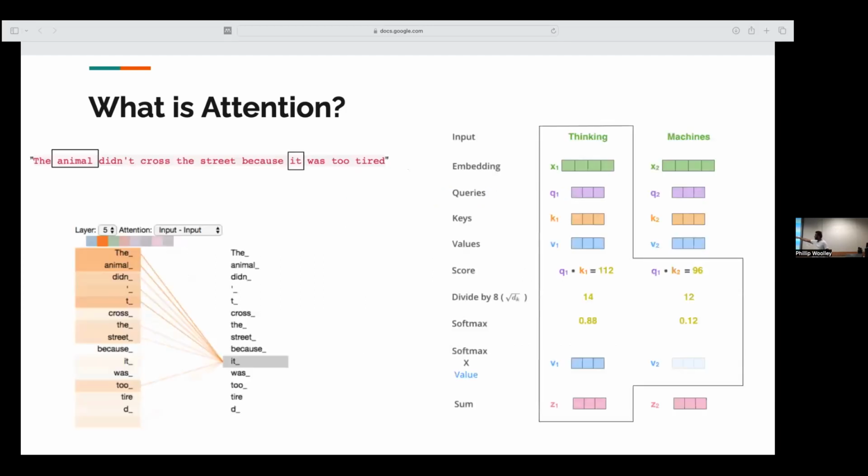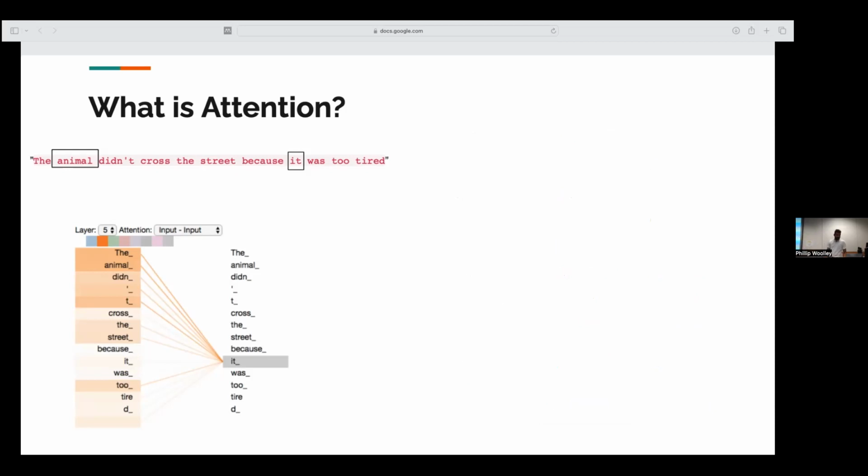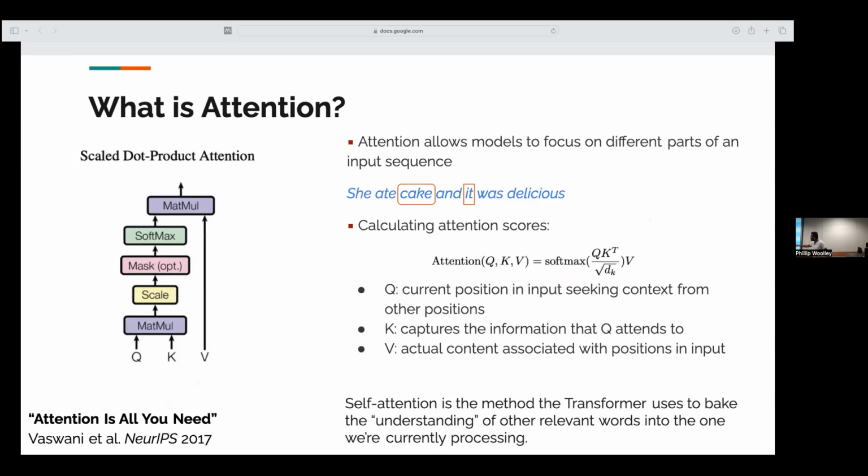So we have the key vector and the query vector, we do the dot product, we get some values. So this is the query vector for thinking dot product with the key vector for thinking, and you get this value, right? And then you again take the query vector for thinking and multiply it with the key vector for machine, and you get something else, right? And then what's the other thing we do? We divide it by the square root of the dimensions of the key vector.